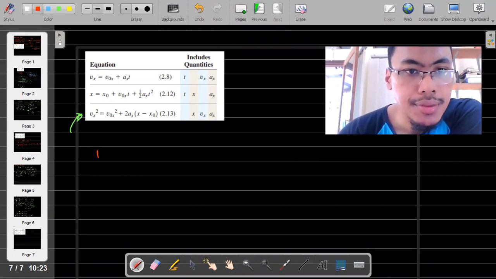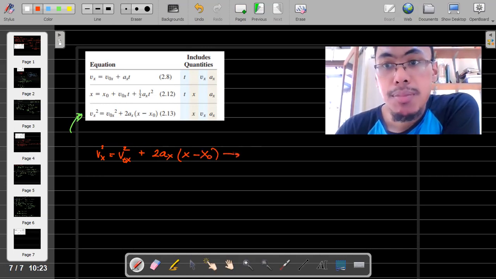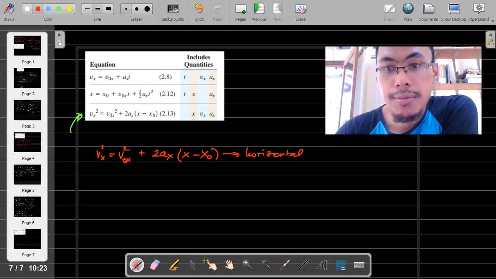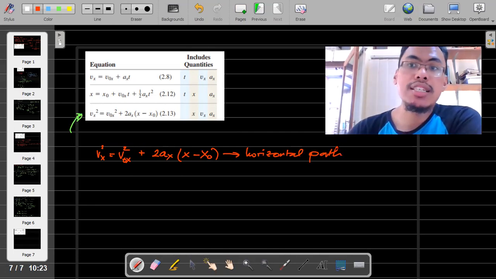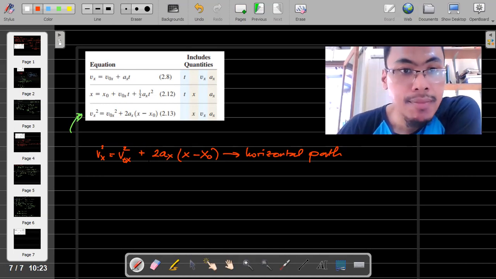So Vx to the power of 2 equals V0x to the power of 2 plus 2a(x minus x0). This equation is applied to a horizontal path. Now what if we convert this equation into a vertical line?